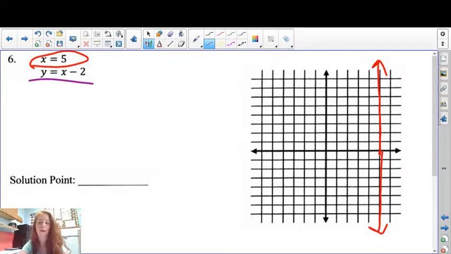Again, we're going to go ahead and plot our second one. Start down at -2. And a slope of 1, so up 1 over 1. Keep going till you hit. Not the best at drawing the shortest of lines on my computer, sorry. So his solution point exists there. So that looks like 5, 3.